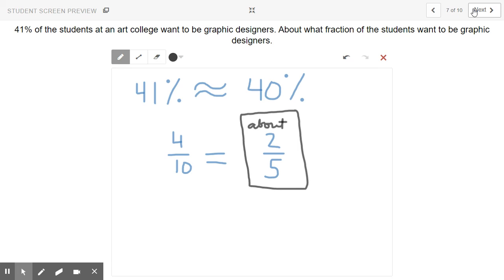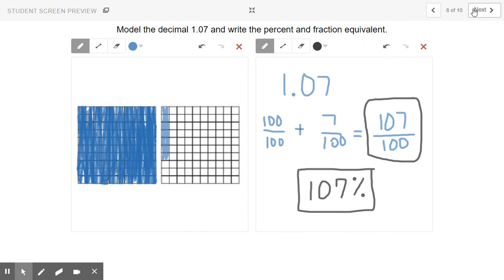"41% of the students at an art college want to be graphic designers. About what fraction of the students want to be graphic designers?" 41% is about 40%, and we know that 40% simplifies to 4/10, which equals 2/5. So 41% is about 2/5. And we also know that 1/5 is 20%, so 2/5 would be about 40%.